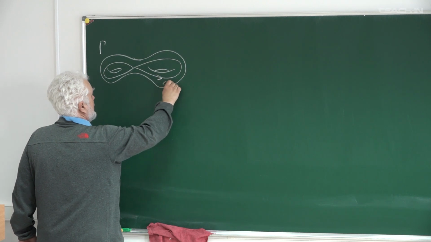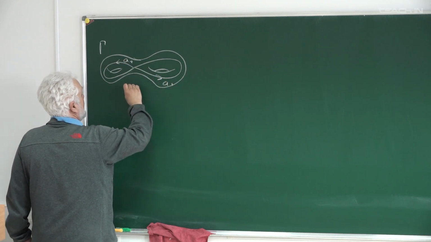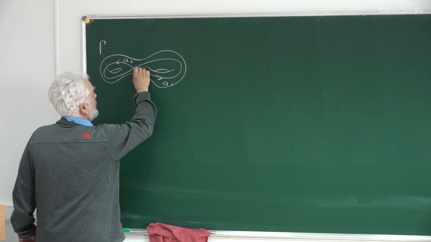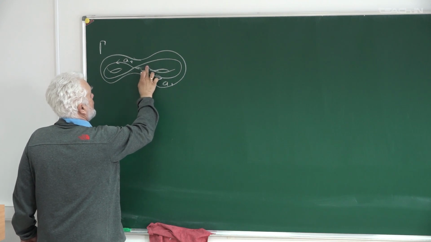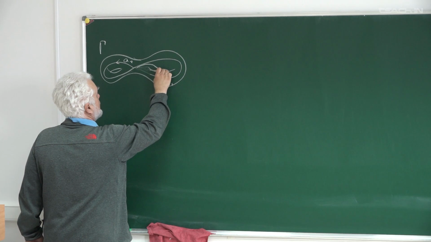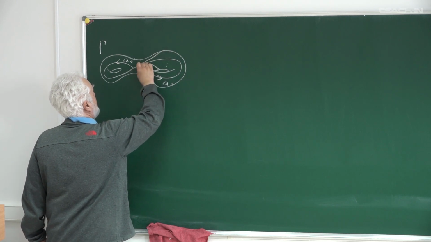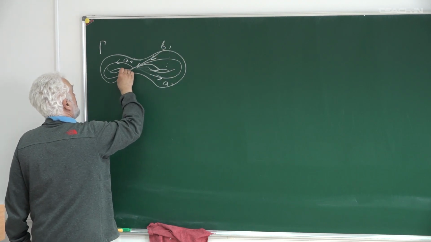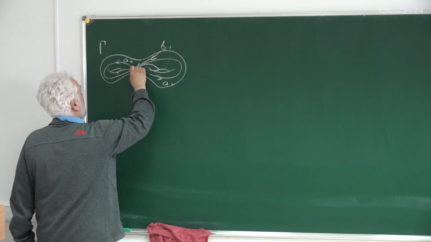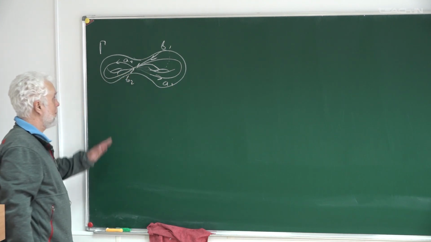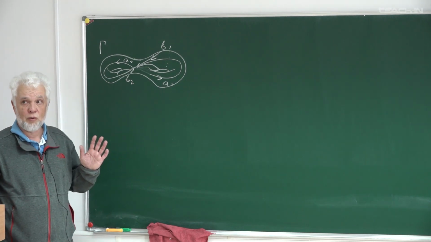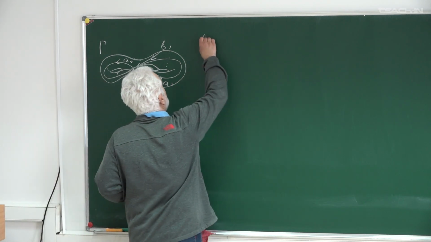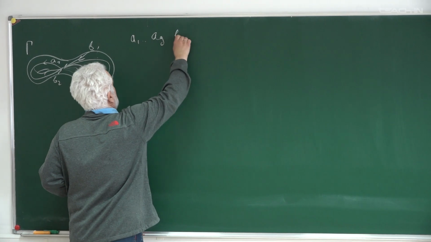Two basic cycles, A1, A2, and two basic cycles, B1 and also B2. So, with basis in homologies, with two g basic cycles, A1, Ag, B1, Bg.